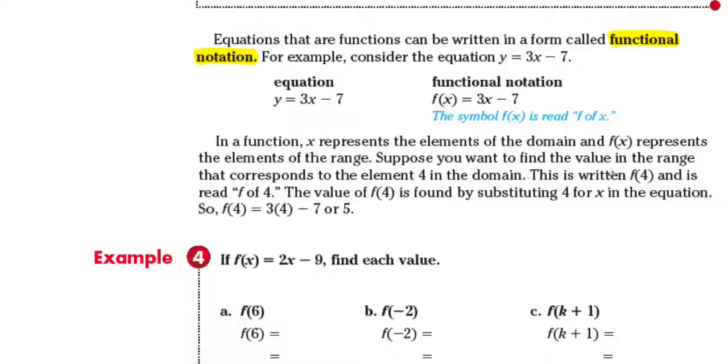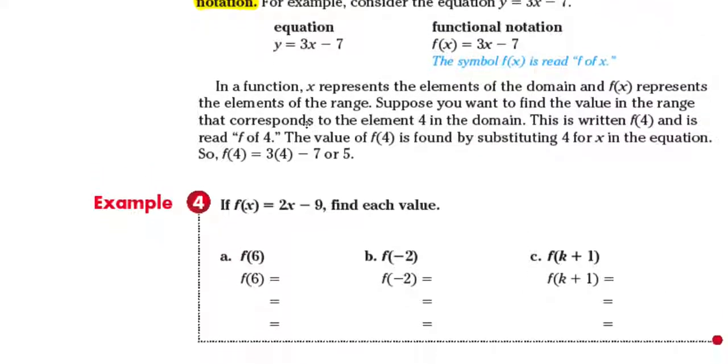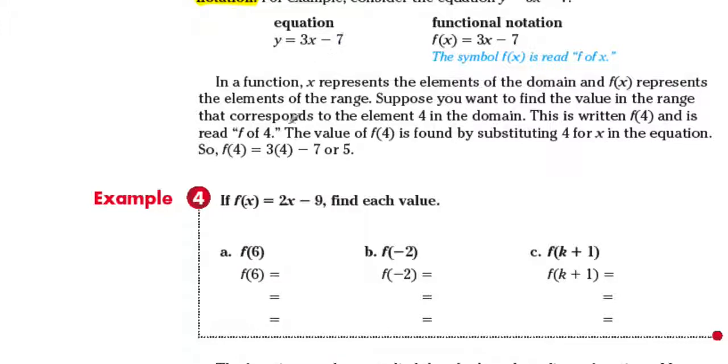Okay, suppose you want to find the value in the range that corresponds to the element 4 in the domain. So this is written as f of 4, and is of course read as f of 4. The value of f of 4 is found by substituting 4 in x of the equation. So simply put, if you want to find the value in the range which corresponds to element 4 of the domain, you create an equation using functional notation. So f of 4 equals 3 times 4 minus 7. Because the equation is 3x minus 7, you simply substitute 4 to x, and f of 4 to y. So you now have f of 4 equals 3 times 4 minus 7, or 5.